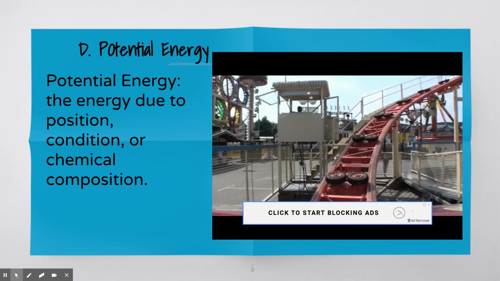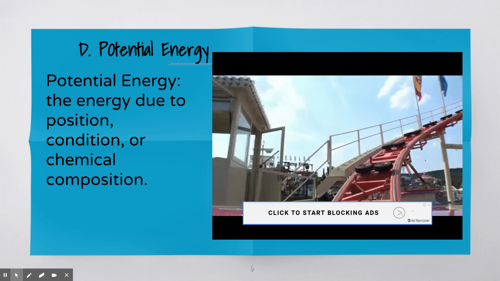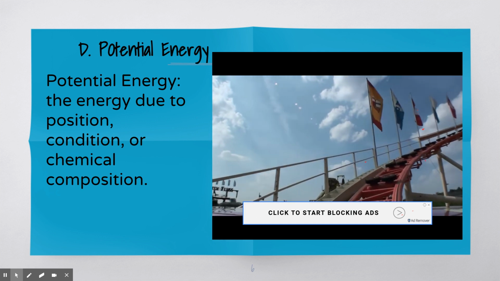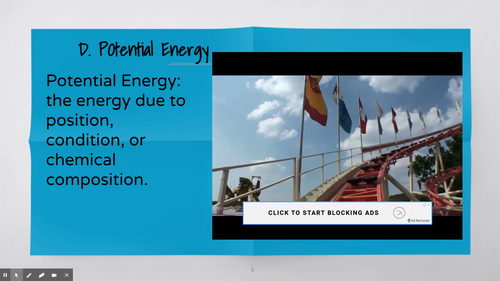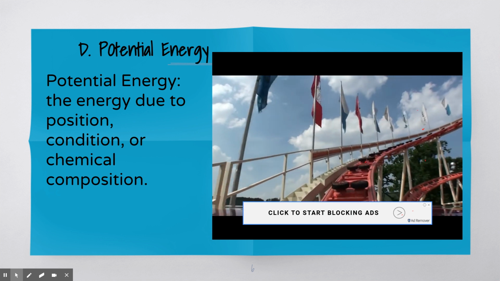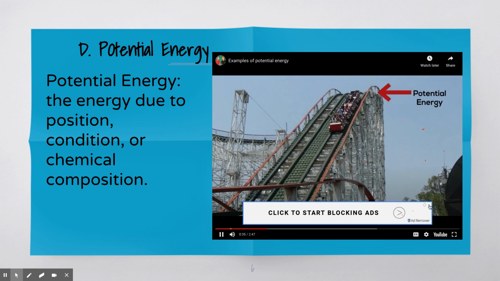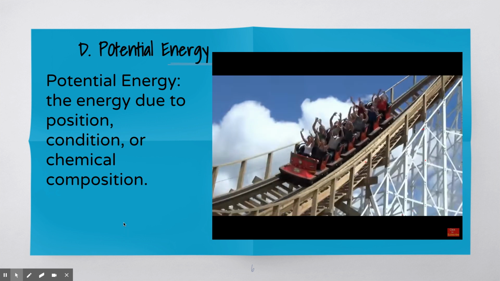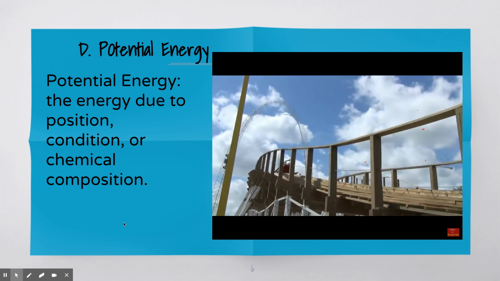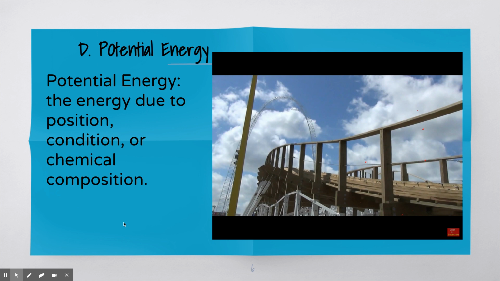As this roller coaster moves up the hill, energy is used to overcome the force of gravity. You lose energy, but the coaster gains potential energy. At the top of the hill, the coaster has potential energy. As it moves down the hill, it now has kinetic energy. Combine these two, and you have mechanical energy.